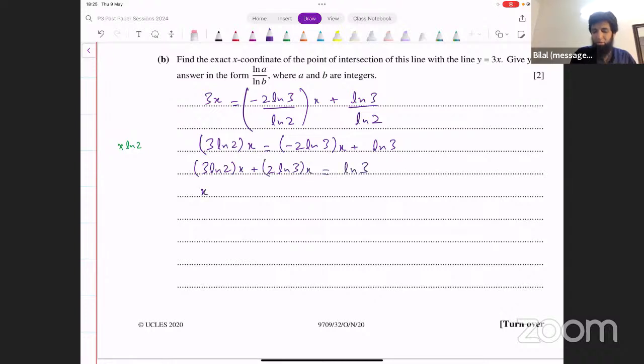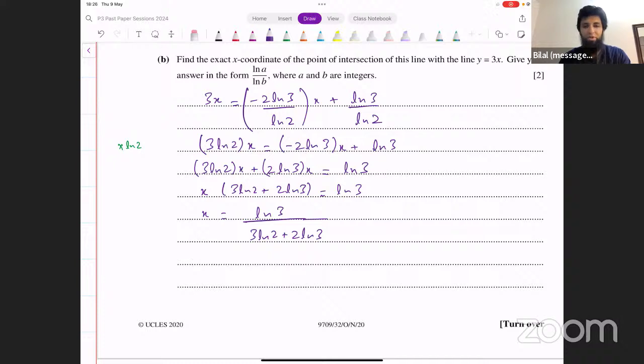And now take x common from here. That leaves you with 3 ln 2 plus 2 ln 3 equals ln 3. And now divide this on the other side. And you would get ln 3 divided by 3 ln 2 plus 2 ln 3. Now that is supposed to be defined. That's supposed to be the answer.